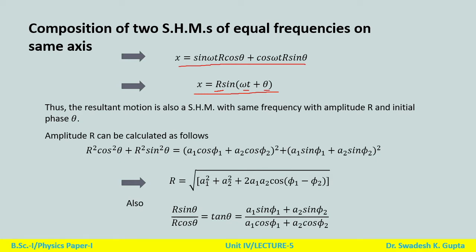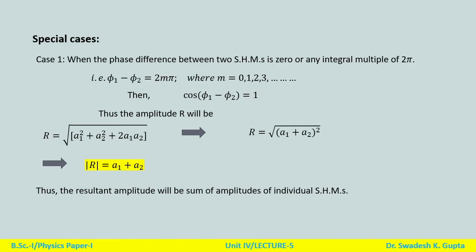Now as we already have R cos theta and R sin theta, squaring and adding them, we can get this, and then we can have the value of the amplitude, and if we divide the two, then we can get tan theta. So we can get the initial phase of the motion. Now there are some special cases.